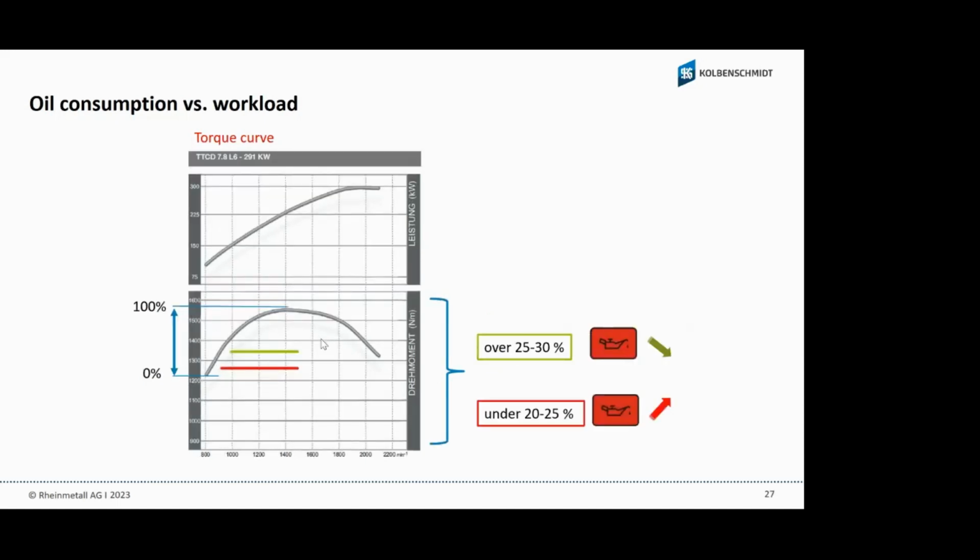When we have a load condition here, this load spectrum, in the lifetime, maybe 100 hours the engine was run, and we have less than 25% of load used in these 100 hours of the engine life, then the oil consumption increases. When we have 25 to 30% of the load, then the oil consumption drops down. It decreases.